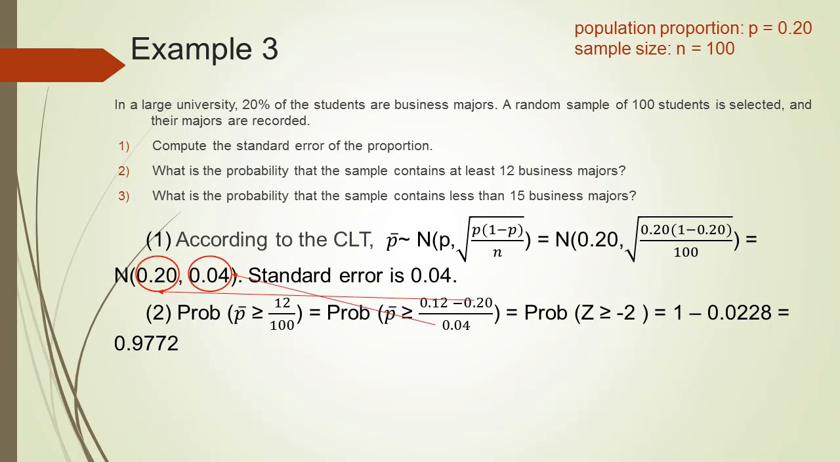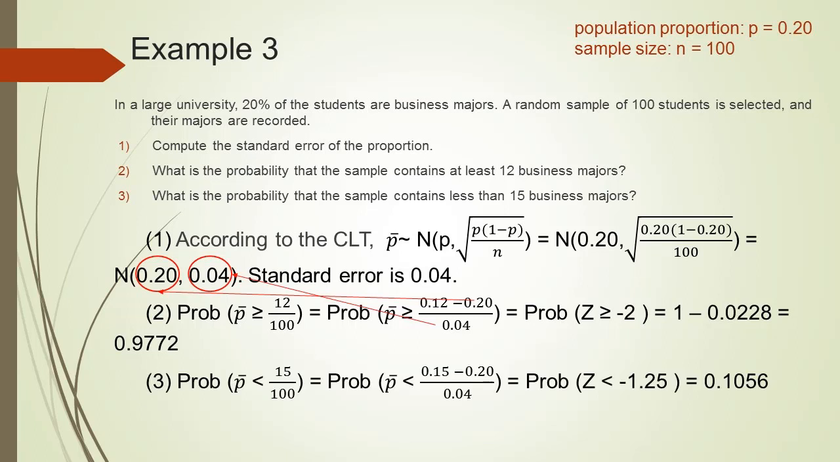We would again look up the lower-tailed probability first, and then subtract that from 1 to get an upper-tailed probability. And the final answer is 0.9772. Question 3 is identical to the previous question. Instead of having P bar more than 12%, we would have to find a probability for P bar less than 15%. The final probability would be 0.1056.